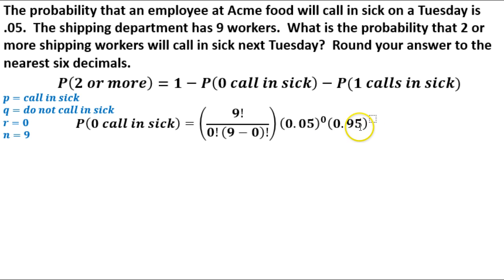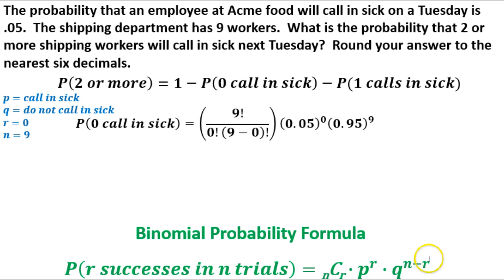The probability that we don't have anyone call in sick is going to be our N minus R, which is 9 in this case. 9 is our N, R is 0, so that's just plain old 9. So now we can plug that into our calculator, and it would give us this as the answer.